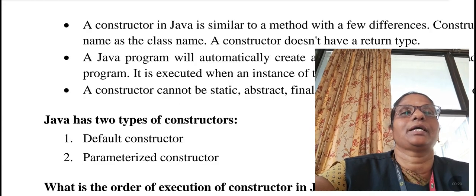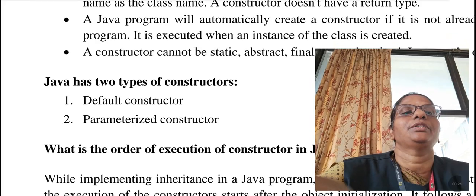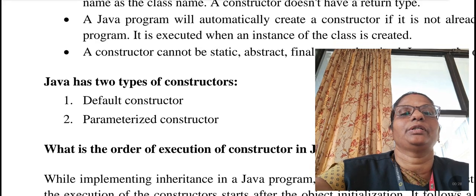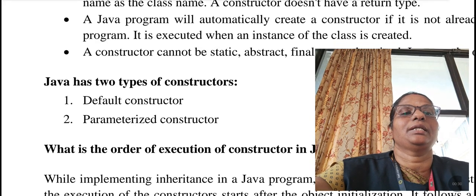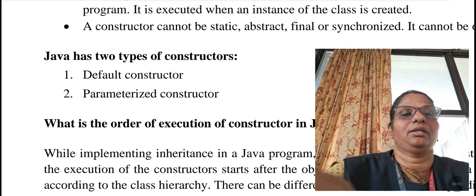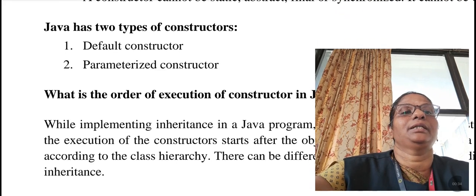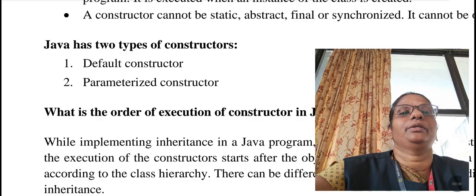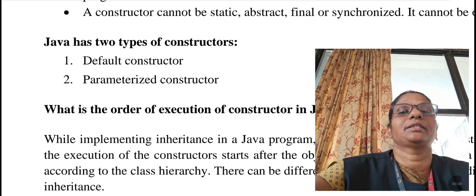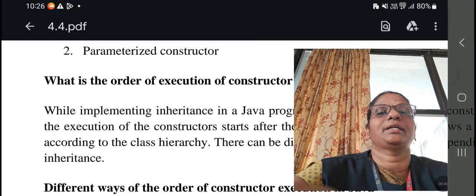So a constructor has the same name as the class, and it does not have any return type. In Java, a constructor is automatically created if it is not already in the program, so for any class we can create it. A constructor cannot be called static, abstract, or synchronized. The types of constructor are the default constructor and the parameterized constructor.